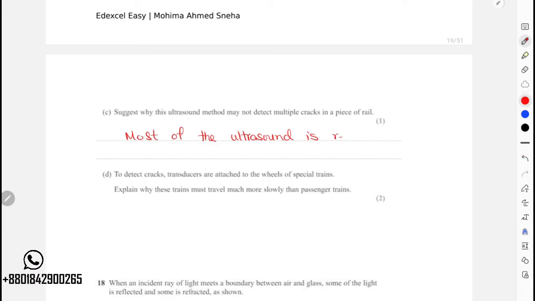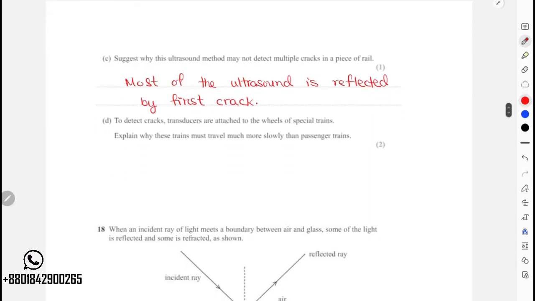Most of the ultrasound is reflected by the first crack. To detect cracks, transducers are attached to the wheels of special trains. Explain why these trains must travel much more slowly than passenger trains, because they need a time duration to receive the reflected pulses also. If they travel at a much higher speed, they certainly cannot receive the reflected ultrasounds from the rails. So there has to be a time delay before they can receive their signals.